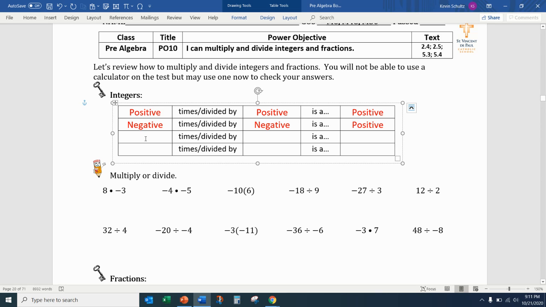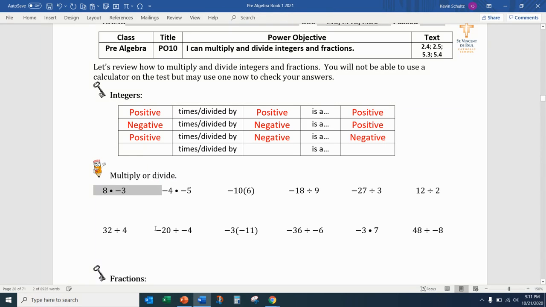So when do you get a negative answer? Well, if you have a positive times or divided by a negative, that will give you a negative answer. And because we can multiply things in any order, here we have 8 times -3. Notice our positive comes first. We're multiplying a positive by a negative. And down here, we have -3 times 7. This time the negative comes first, right?